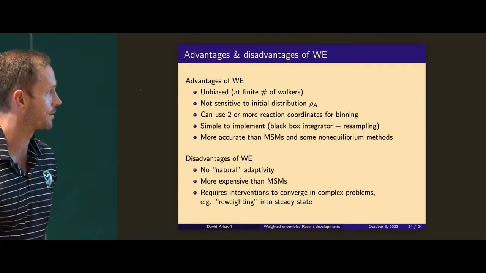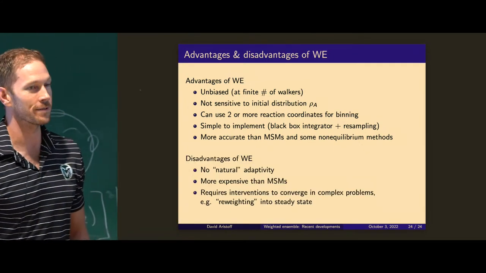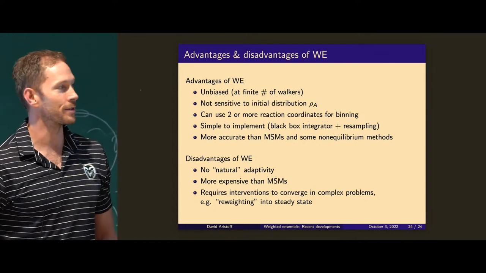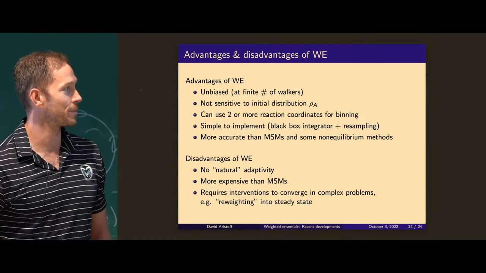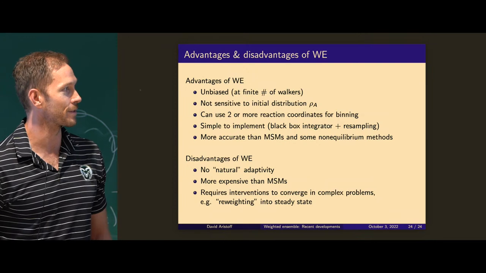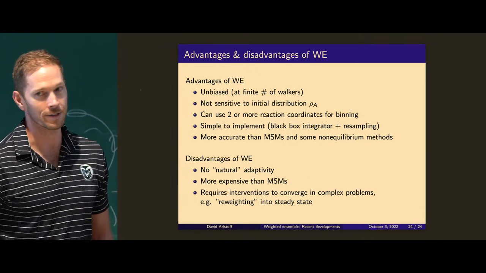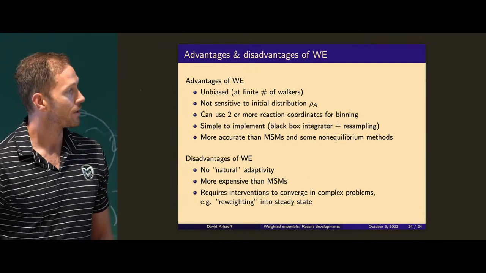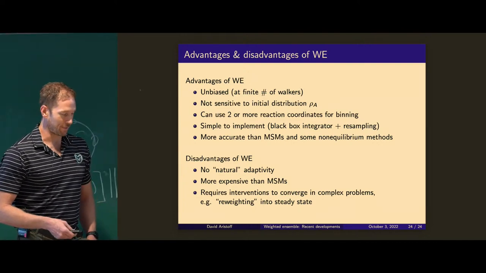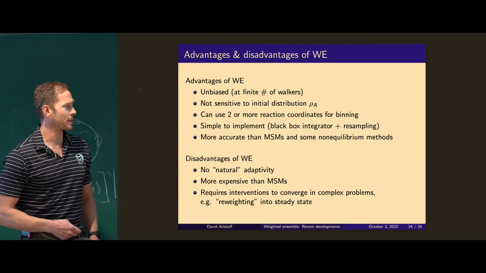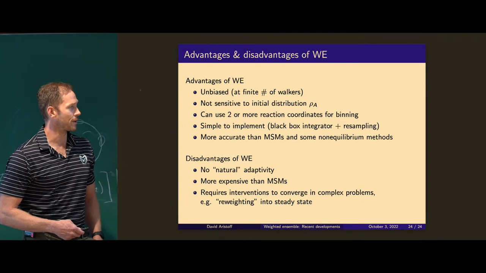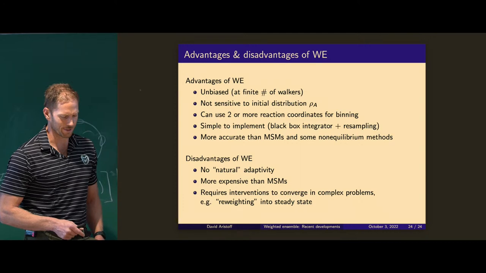What's missing is some kind of natural adaptivity. So it'd be great if we could have a version of it which doesn't rely on computing these complex quantities like the MFPT function, at least beforehand. It's more expensive than MSMs, and it requires some interventions in complex problems to get rid of initialization bias.